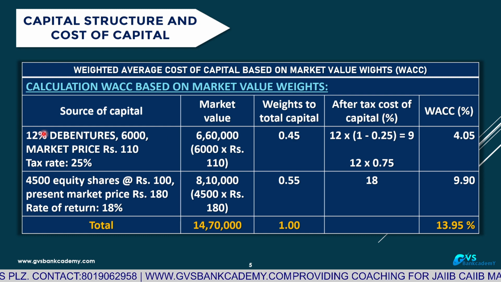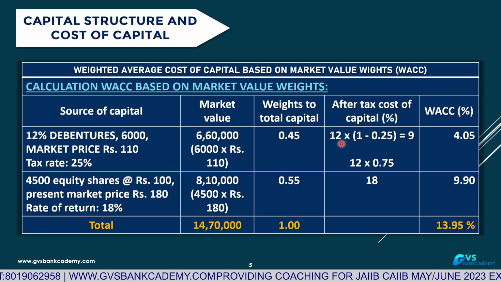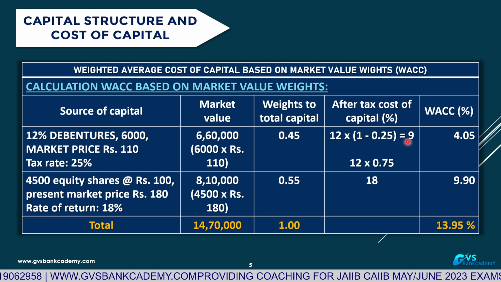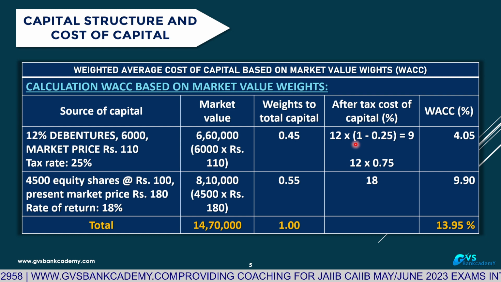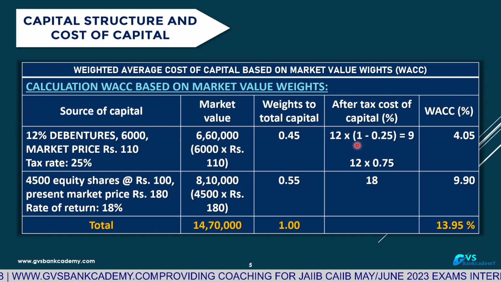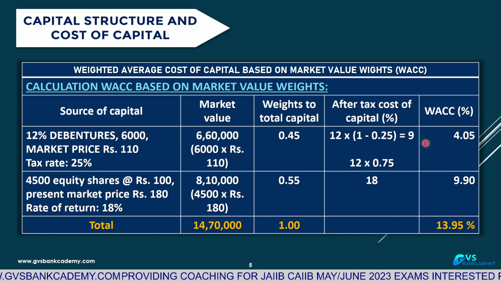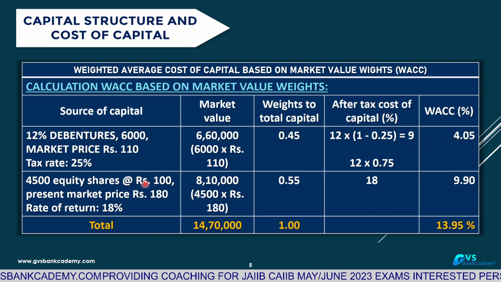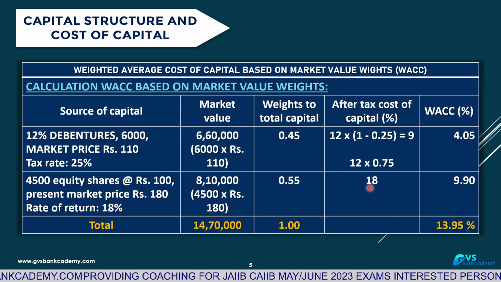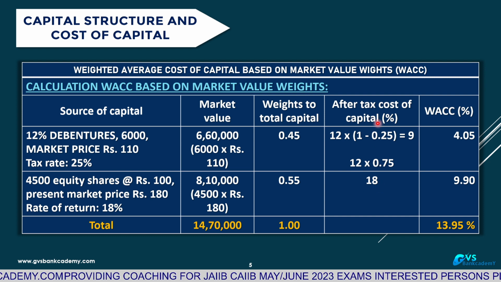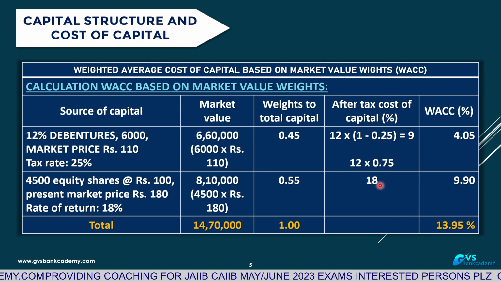How? Once again, 12 is the actual cost. 25% means one-fourth, they are getting a tax benefit of 3%. So 12 minus 3, 9. Another way, 12 into 1 minus tax rate 0.25, so you will get 0.75. 12 into 0.75 is equal to 9%. And for equity share capital, they have directly given 18%. After tax cost of equity is 18%.